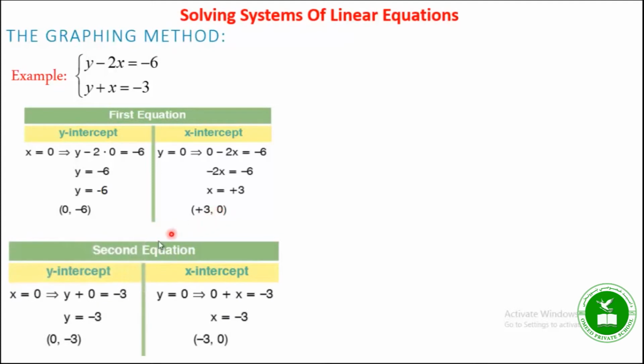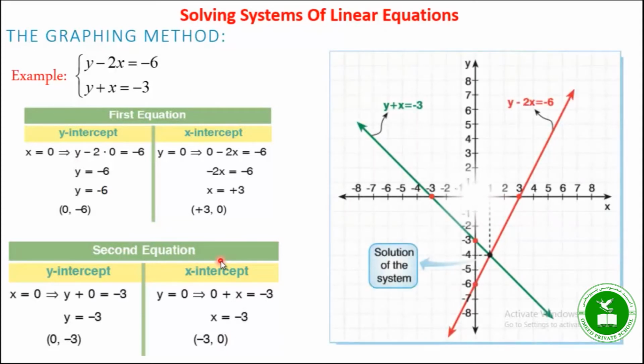Now for the second equation, y plus x is equal to minus 3. For the y-intercept, x should be equal to 0. Y plus 0 is equal to minus 3, so y is equal to minus 3. X is 0 and y is minus 3. For the x-intercept, y should be equal to 0. 0 plus x is equal to negative 3, so x is equal to negative 3. Negative 3 and 0. We have got 4 ordered pairs for this example.